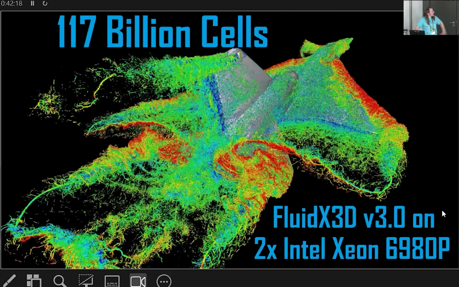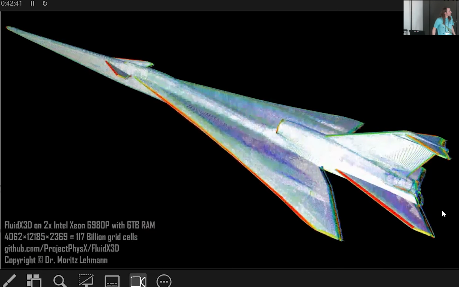So yeah, that is the gigantic simulation that I was able to fit on a dual Intel Xeon 6980P server with 2 CPUs, not a single GPU, and 6 terabytes of memory. And I really got over the 100 billion grid cells, which is a gigantic resolution. This is the NASA X-59 plane. Let me start the video.